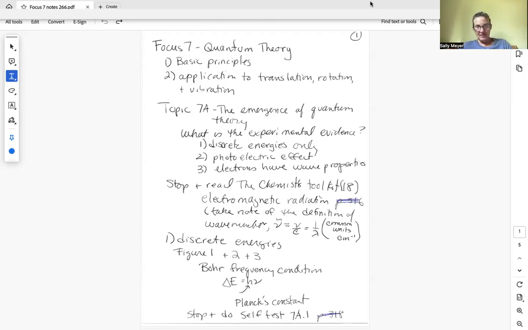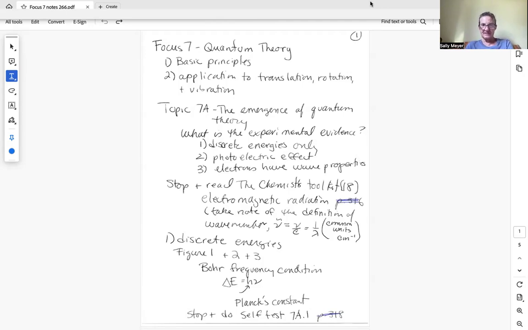So quantum theory, what is quantum theory? We're going to learn about the basic principles, and then we're going to learn about the applications to the three important kinds of motion within a molecule. That's translation: a molecule can fly through space, you can throw it like a baseball. It can rotate and it can vibrate. These are all things that you've heard about in other classes, such as organic, and now you're really going to see where the quantum mechanics will take you mathematically.